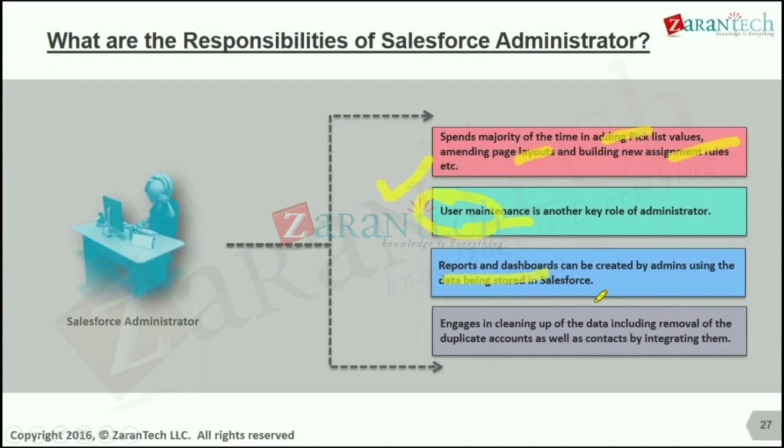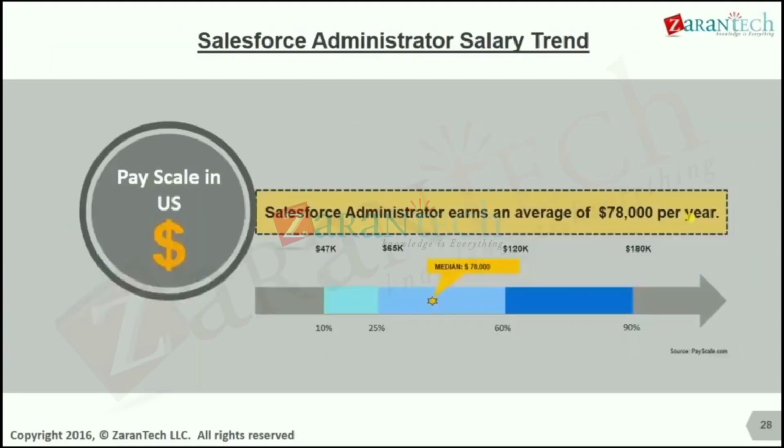So being an administrator, your responsibilities will be managing fields and all. Fields, page layout, assignment rules, maintenance of the system. So if there is anything that is changing, you need to make sure that other things are also changing. User maintenance. Who should be given access to what? Who should be able to see what? Who should not be able to see something? That also is a part of user management. Reports and dashboards. That also will be part of your bucket. Any cleaning up of data, any removal of duplicate things and all, that will be the part of your bucket, because being an administrator, you're supposed to do anything and everything that does not need you to code.